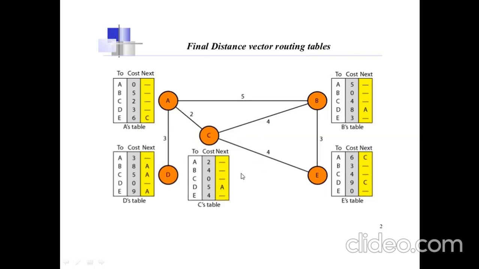The same way we can do it for all the tables. Node E and node D also can have their tables written. Once we have created the tables individually, each node shares the information with its neighboring nodes. The neighboring node will then identify and change its cost to reach the destination path.